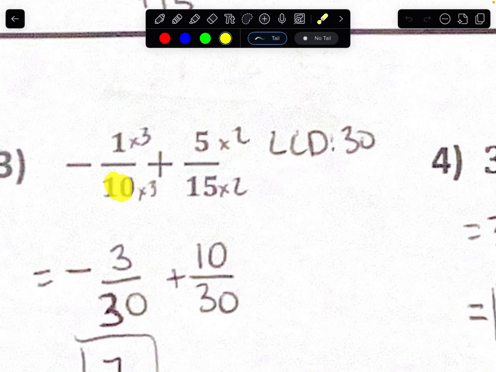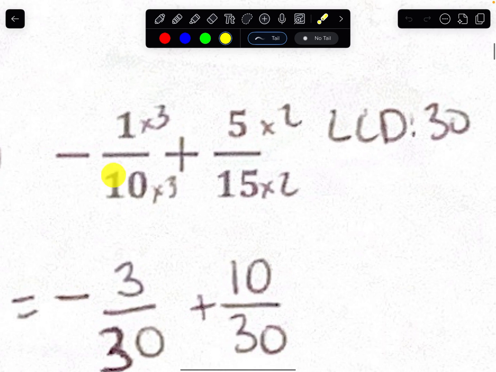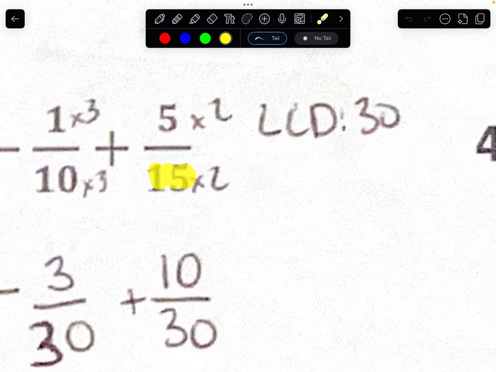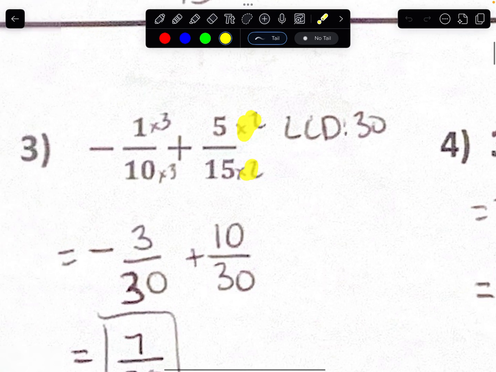Unlike number 2, number 3 has unlike denominators, so that means we need to use our LCD. The smallest number that they can both share is 30. So you want to think to yourself, okay, what number times 10 makes 30? That would be 3. What you do to the bottom, you have to do to the top. Same with 15. What number times 15 makes 30? That would be 2. And then what you do on the bottom, you have to do on the top.